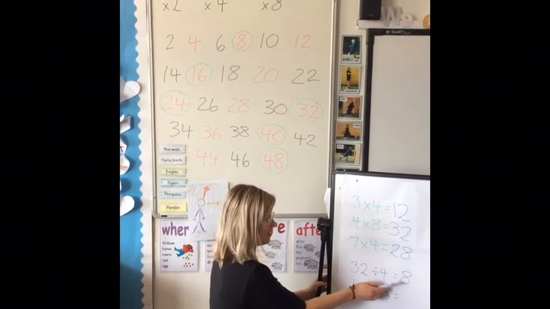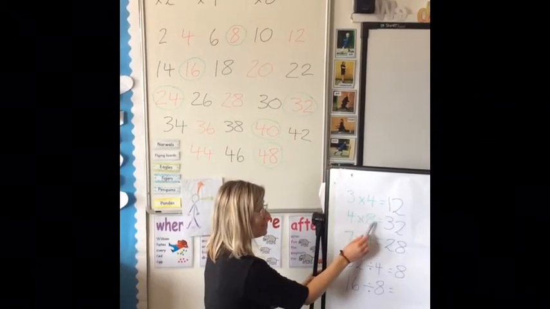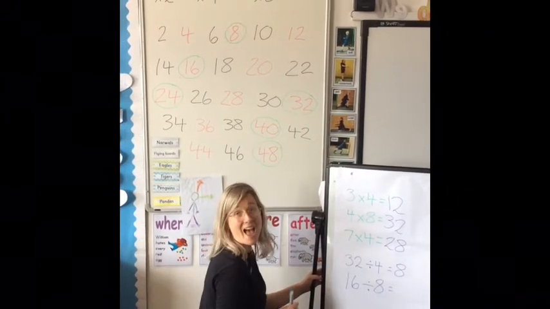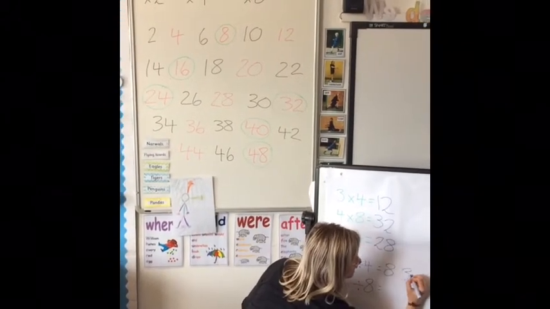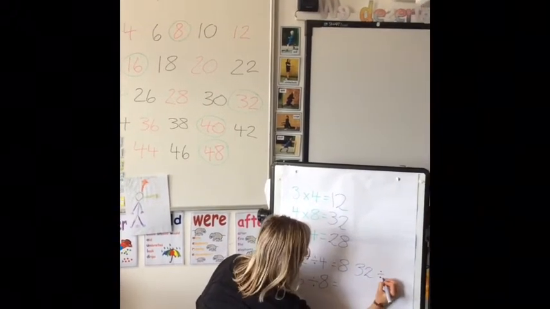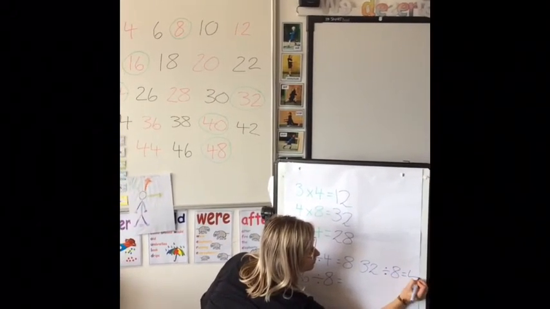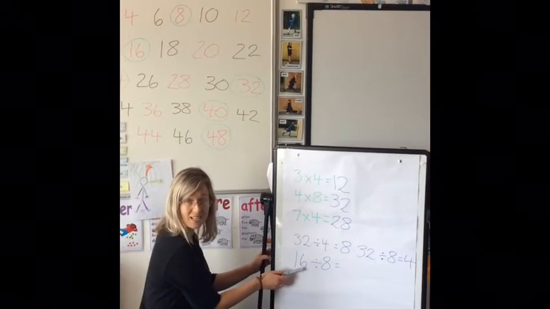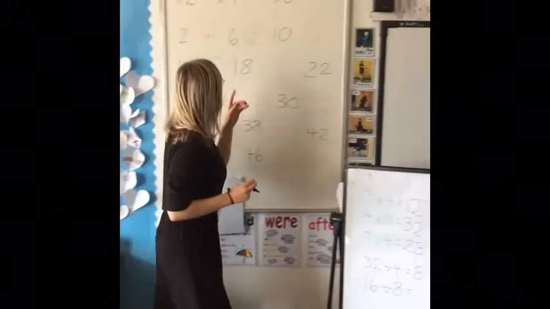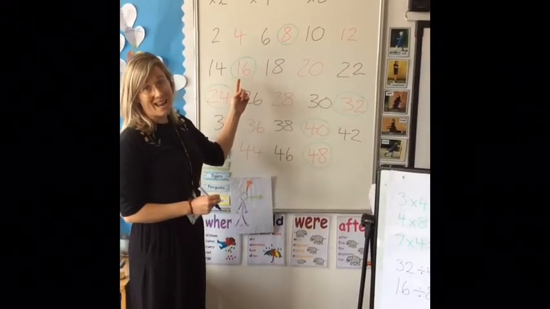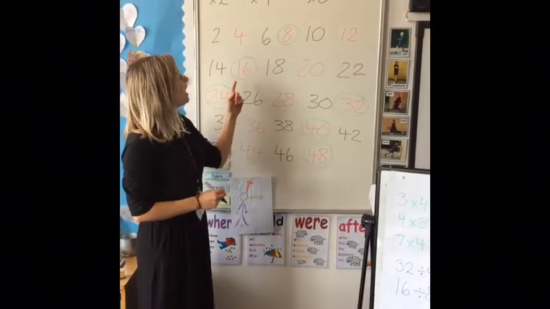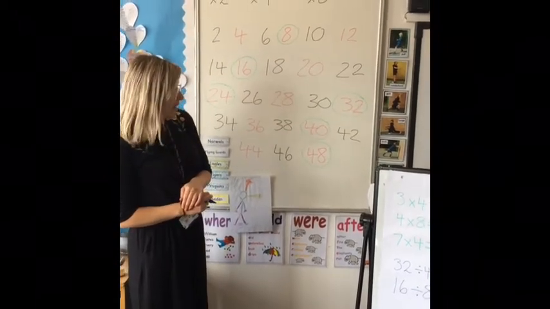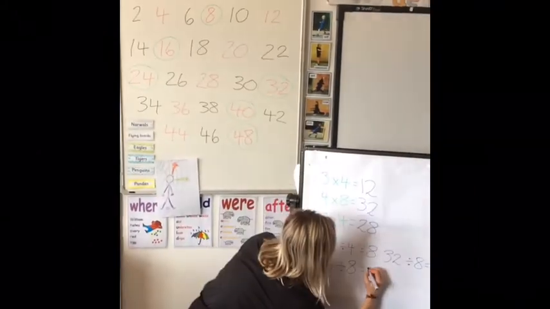And I also know that this is the inverse of 4 times 8 equals 32. So 32 divided by 4 equals 8, and you could also have 32 divided by 8 equals 4. My last division question I have got is 16 divided by 8. So I would find the number 16. I know that my 8 times tables are the circled numbers, and I have got 1, 2. 16 divided by 8 equals 2.